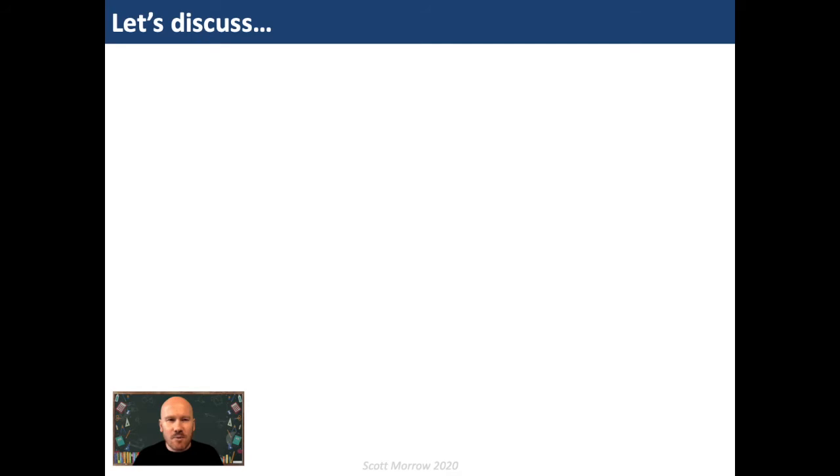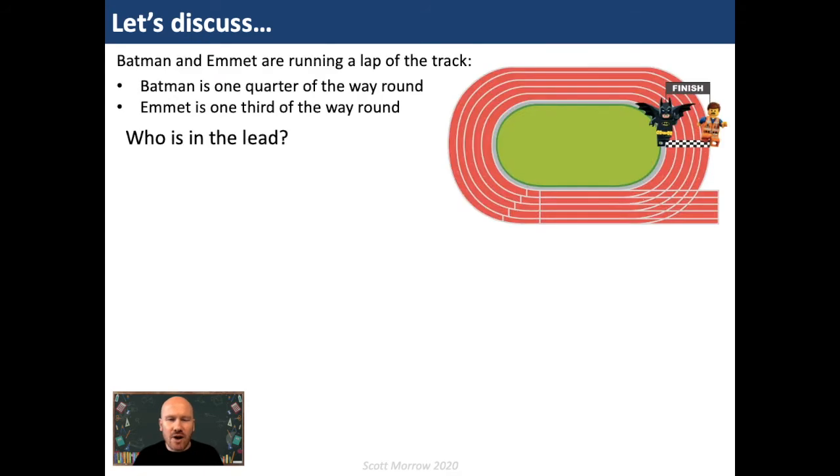Let's discuss that first problem. Batman and Emma are running a lap of the track. Batman is 1/4 of the way round. Emma is 1/3 of the way round. Who is in the lead?